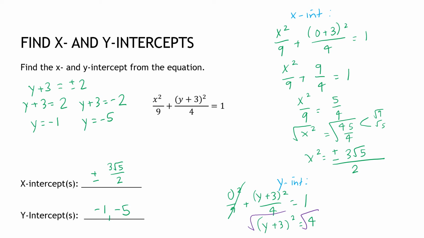And you might be saying, well, that doesn't make any sense. But if you graph it, you can see that it does in fact make sense because we're not dealing with a straight line or a parabola. So it's okay that it crosses each axis more than once.